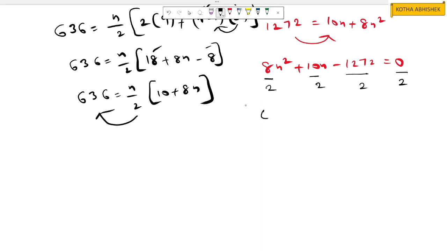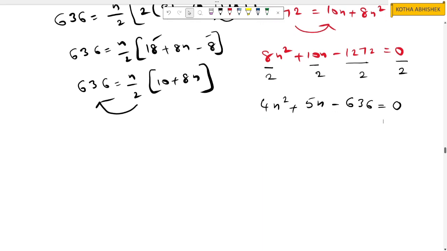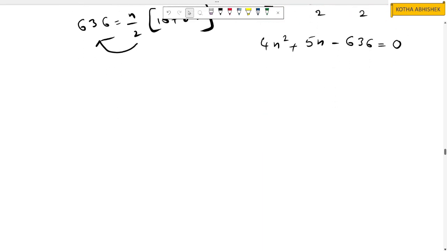So 8 by 2 is 4n square, plus 10 by 2 is 5n, minus 1272 by 2 is 636, which equals 0. Now let us go with splitting, but 636 is a big constant. If I multiply that with the n square coefficient, 4, it will be much bigger. So it is very difficult for me, and that's why I'm going with the formula.